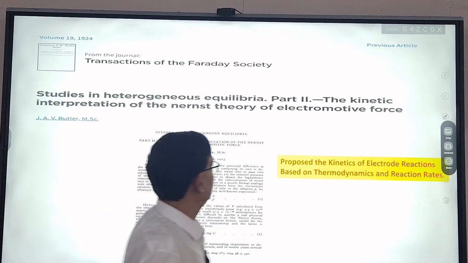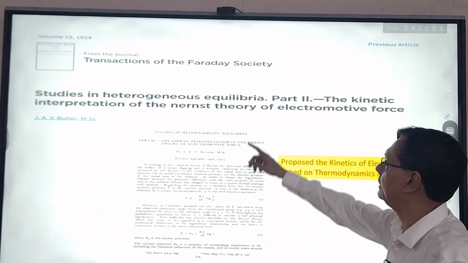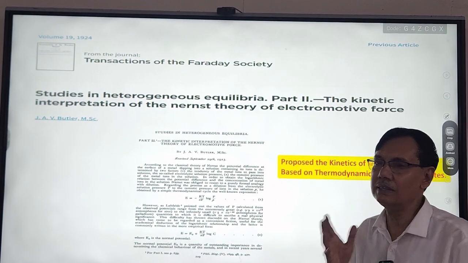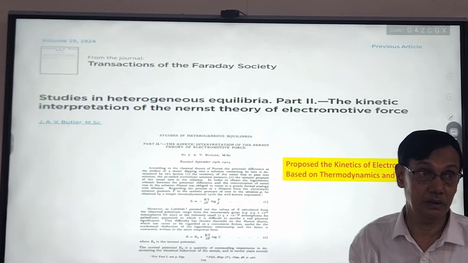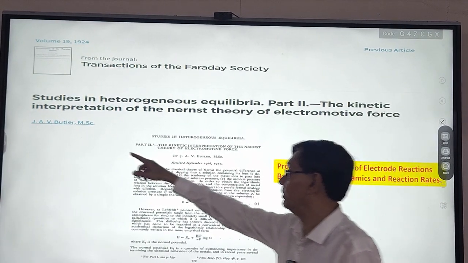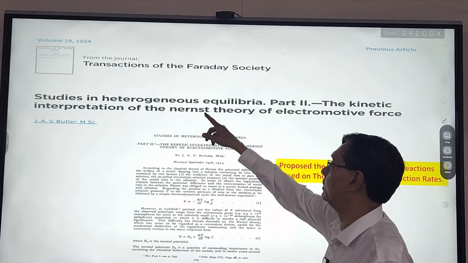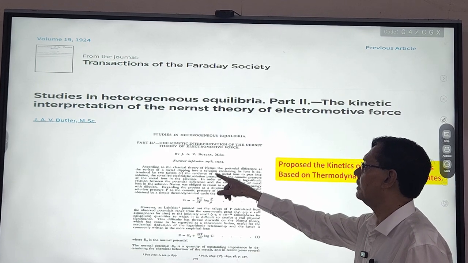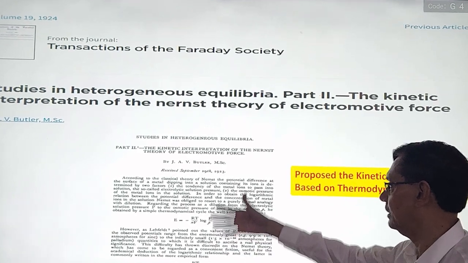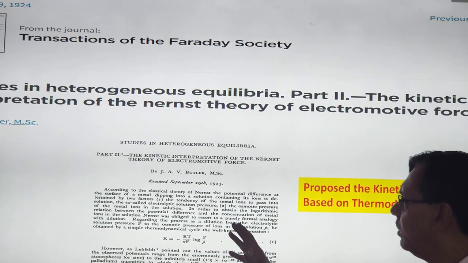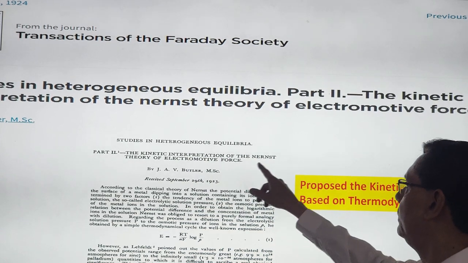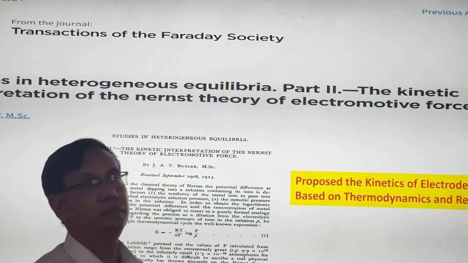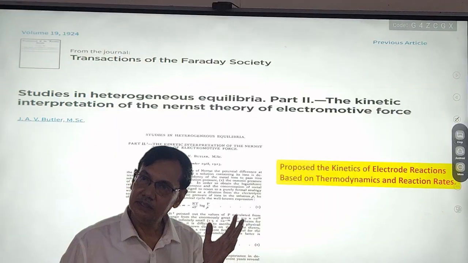Now, this is the research paper published in 1924. Thanks to Google and the internet, everything is available nowadays. You must know that this is the first paper, published in a very good journal of the Royal Society of Chemistry, Transactions of the Faraday Society, 1923. Today is 2025. You see the things. The same Nernst equation and oxidation reduction, a kinetic interpretation of the Nernst equation, and ultimately we are talking about electrode reactions and thermodynamics and other things.